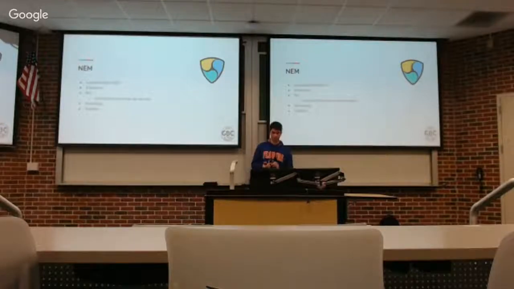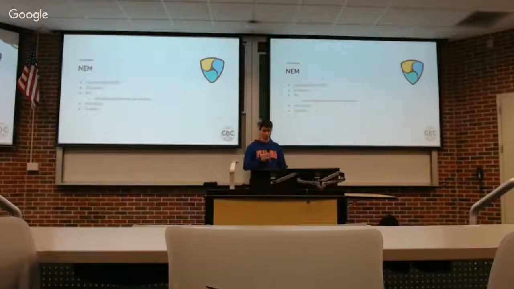And NEM uses a protocol called proof of importance, which really, as you know, not many day-to-day people use cryptocurrencies. They buy it and they hold it to essentially make a profit. NEM incentivizes people to use the network by choosing who gets the block reward for the next block based on A, how many coins they have, regular staking, and B, how often they actually use the network, which is very interesting.